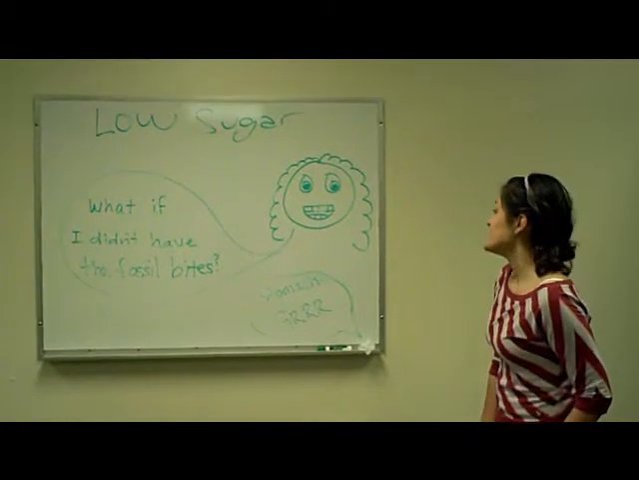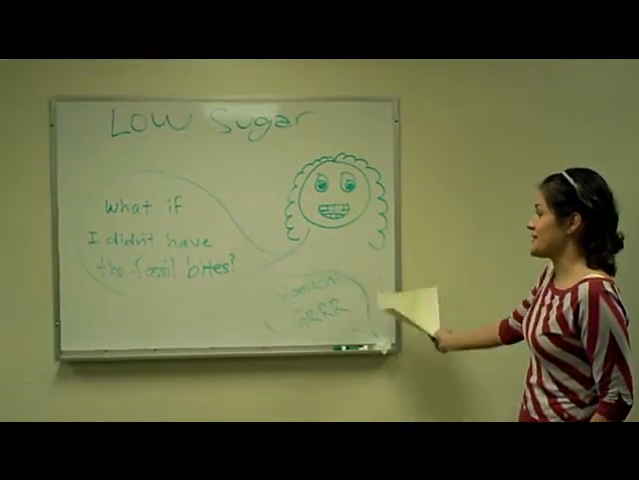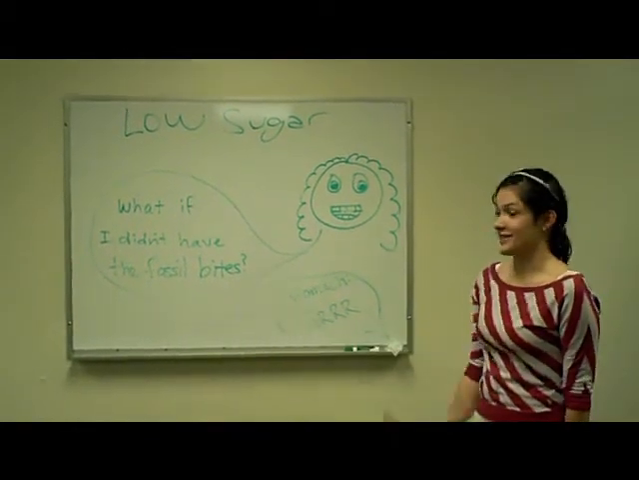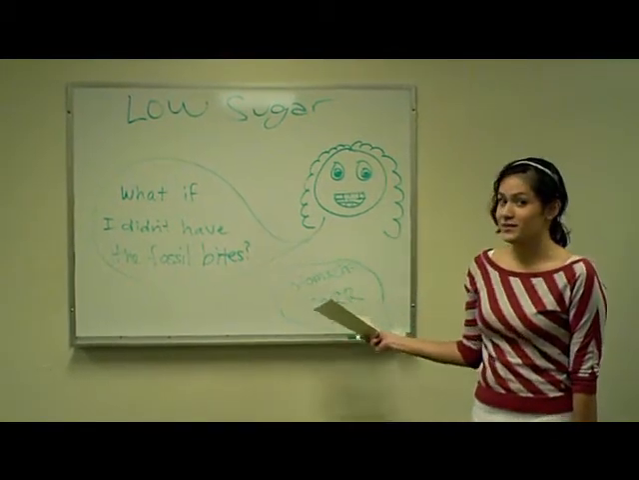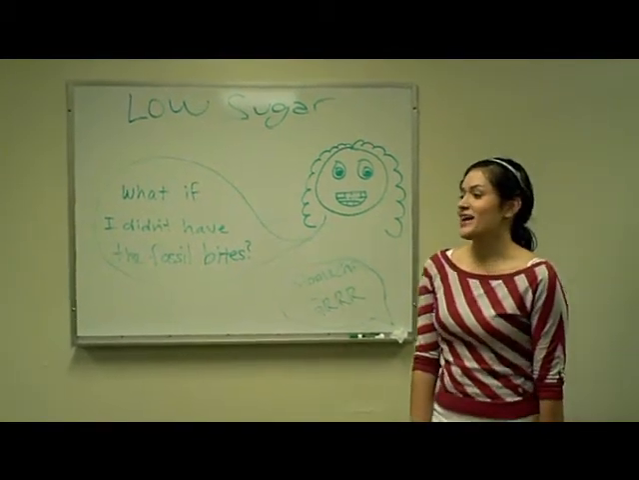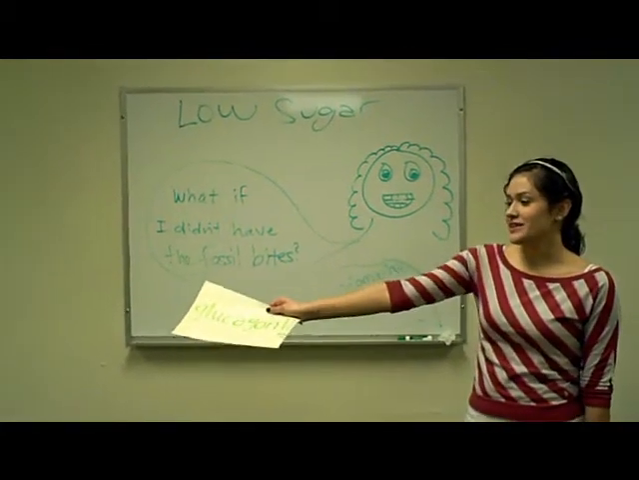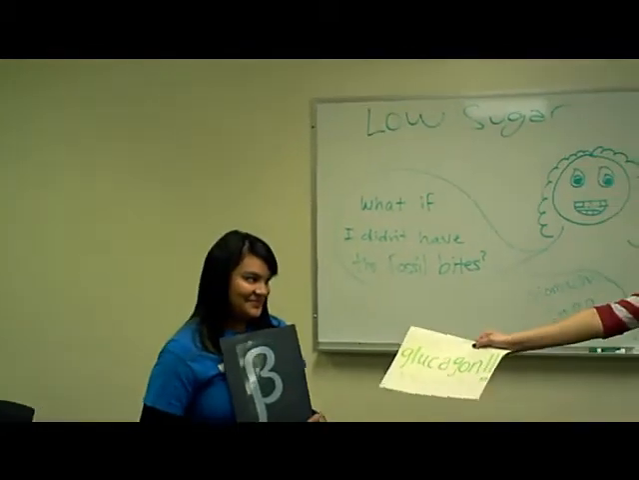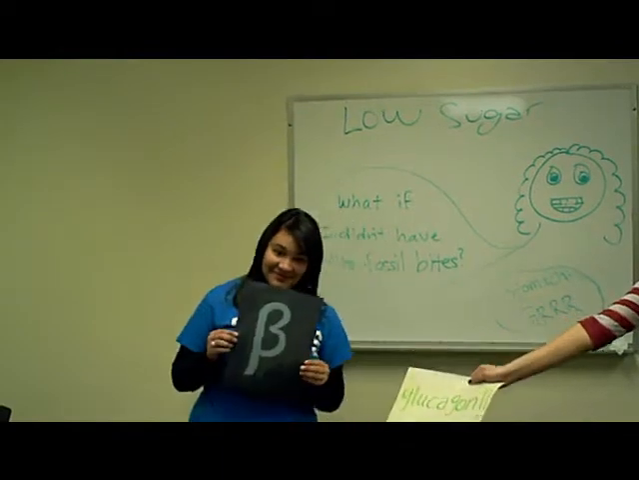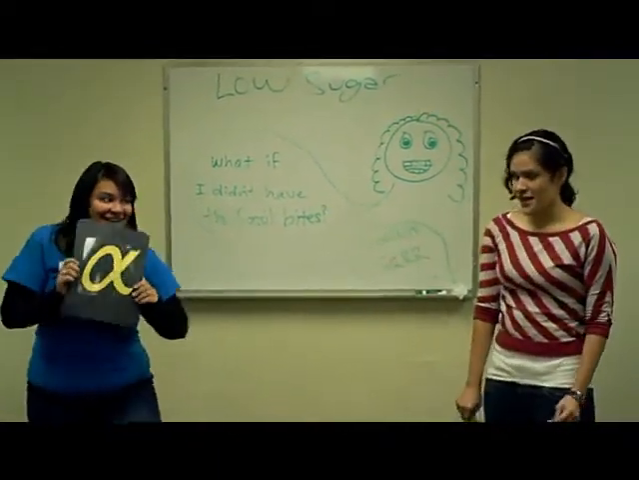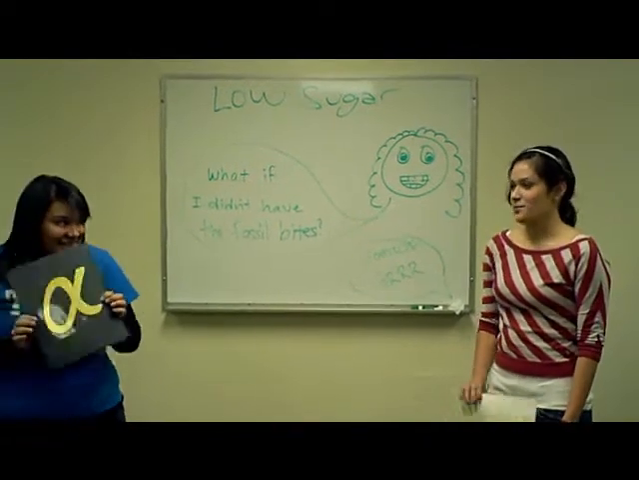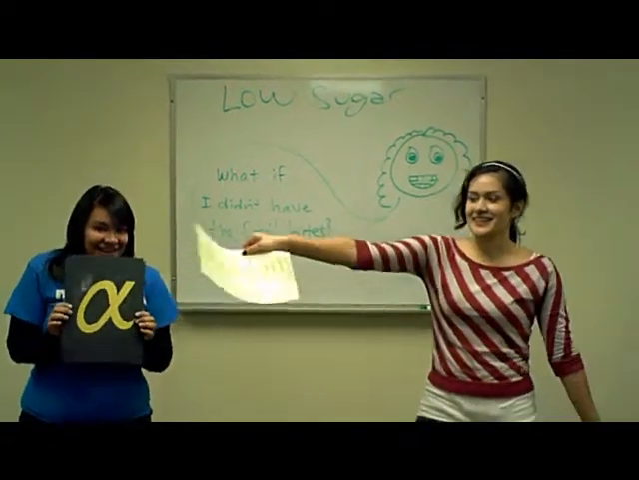So what happens if little Susie Tiktaalik didn't have any fossil bites, and she was low on sugar in her blood? She'd be kind of hungry. But in this case, the pancreas would have inhibited beta cells and activated alpha cells. And when this happens, the pancreas releases glucagon.